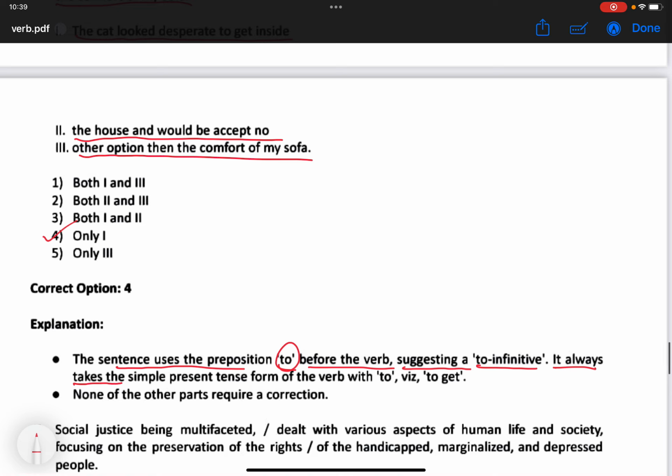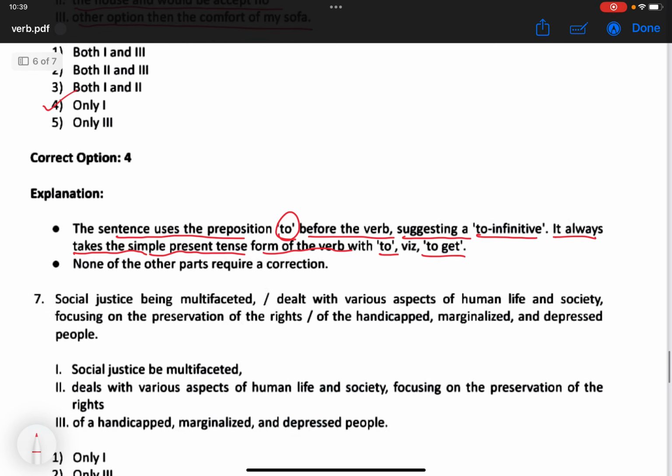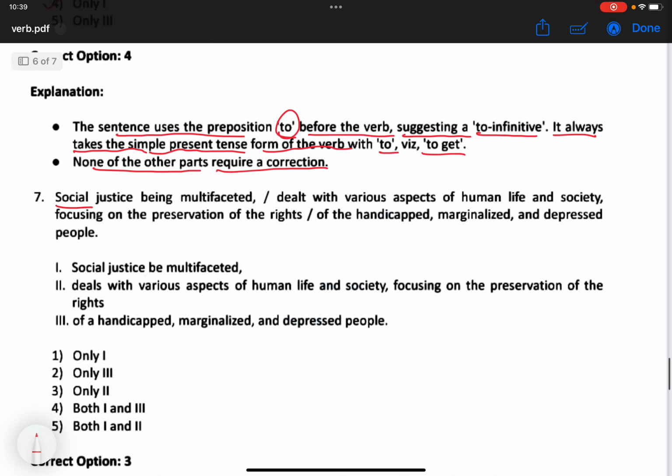It always takes the simple present tense form of the verb with to. Why? To get. None of the other parts require a correction.